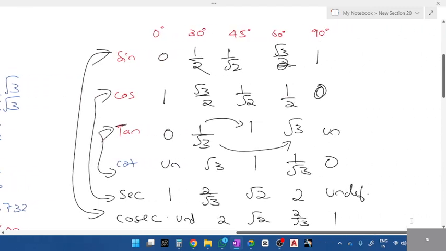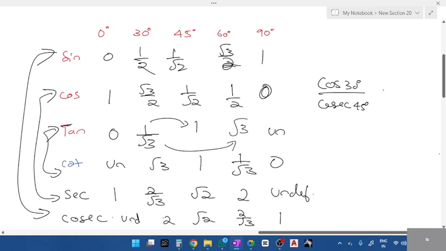Fine. This is the table. For this chapter we might not use all these values, students, but for trigonometry in the board exam they might ask you an MCQ question. Board exam or this midterm, MCQ questions, where they can ask you what is sec 60, cosec 45, cos 30. They can ask questions like this: cos 30 degrees divided by cosec 45. How do you solve this? What is cos 30? Root 3 by 2.